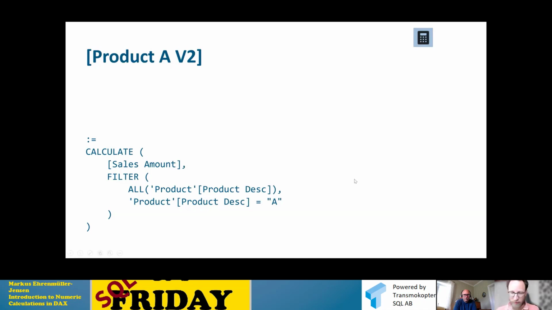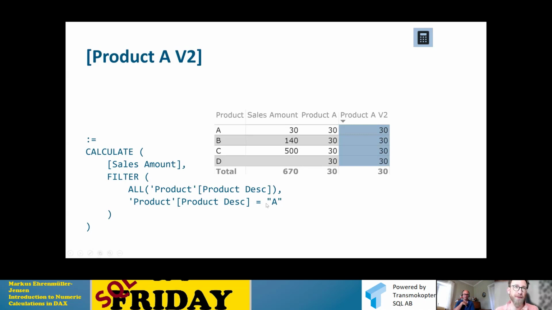Because if I ask for sales amount, calculate sales amount and an expression here, indeed it's doing the following. It's applying two more functions. So one, the ALL function removes all the filters existing on this column. So it's removing the filter on product description. And then after it's done that, it's applying a filter on A. That's why we end up with a 30 in all the rows.